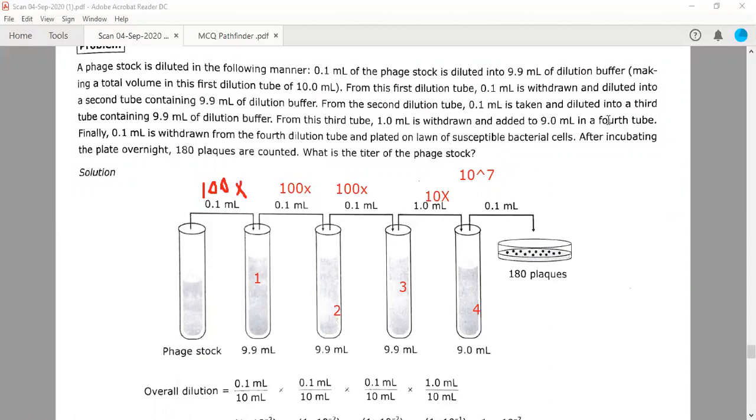Now, you are taking 0.1 ml out of this fourth dilution tube, and you are adding it over the bacterial culture. So you need to count the number of plaques. The plaques you are able to count is 180. Everything is written in the text, so you can read from here. 0.1 ml is drawn from the fourth tube, and then it is plated over a lawn of susceptible bacterial cells to get the plaques. And then when we count the number of plaques, we are able to get 180.